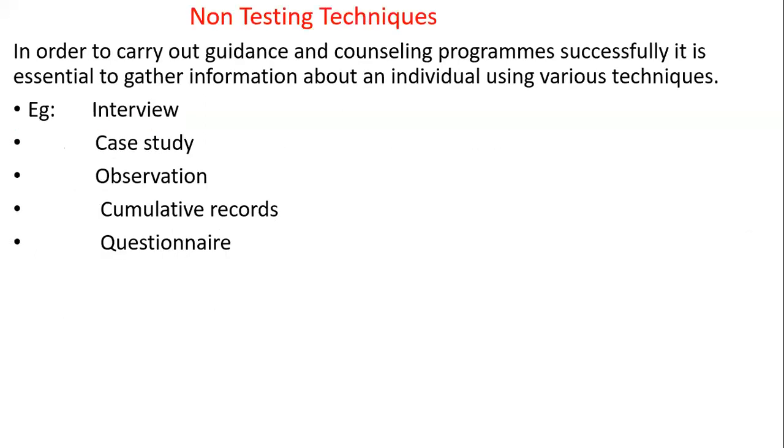Then we discussed non-testing techniques, that is interview, case studies, observation, and cumulative records. Cumulative records are maintained by close relatives. Here the age of the child is recorded with his actions. Imagine there's a child who is late to speak, who is late to do work like others, then the mother or father, who is a close relative, writes down the age, the number of words spoken, and the actions. Like that they keep records.